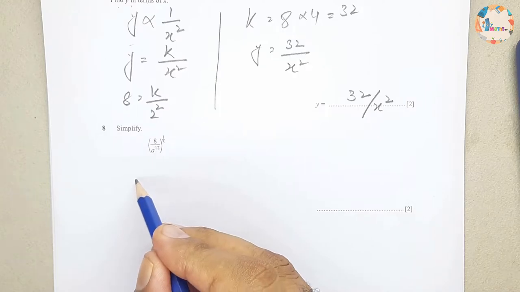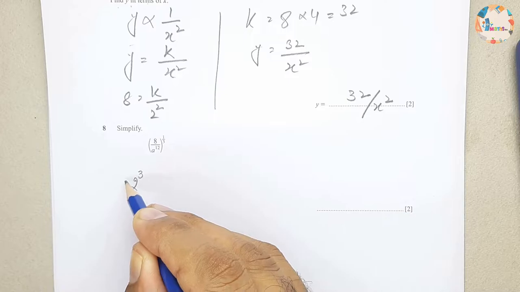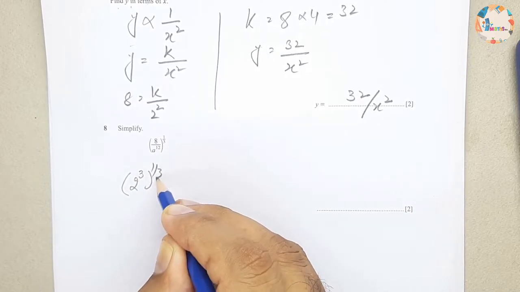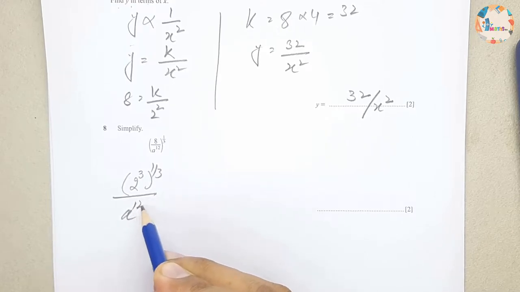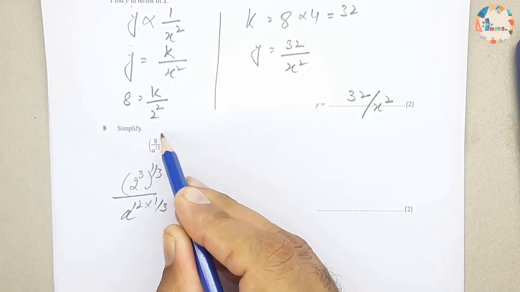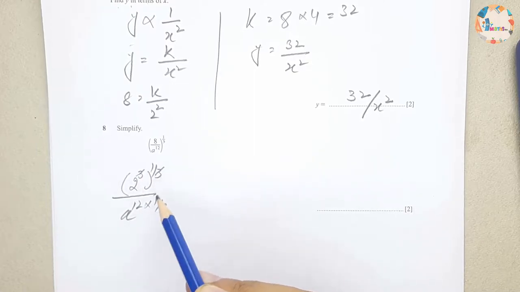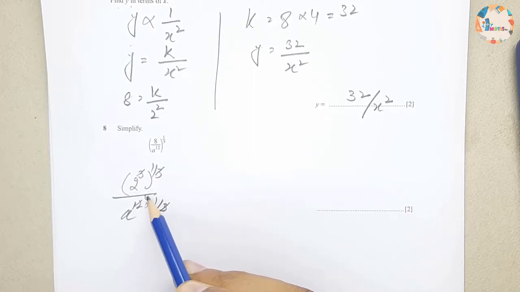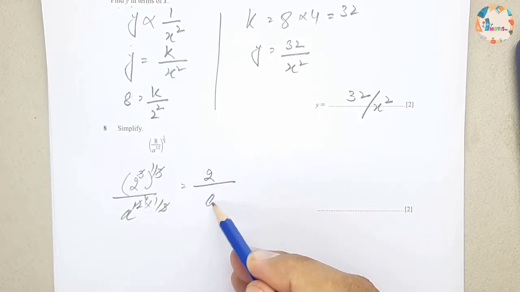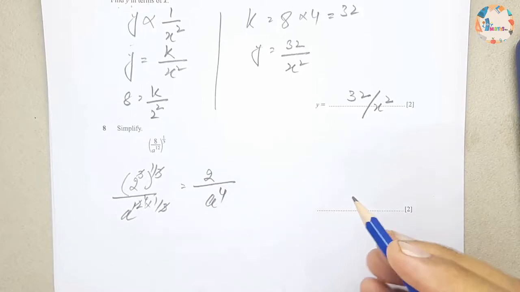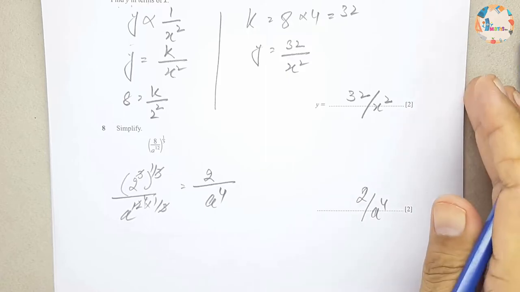So what we can do, we can write 8 as 2 raised to power 3 and whole raised to power 1 by 3, this one. And in the denominator, we can write a raised to power 12 into 1 by 3, which is this power. So 3 will be cancelled with 3, and 3 will be cancelled with this one as 4. So numerator will be 2 and denominator will be a raised to the power 4. So our answer will be 2 divided by a raised to the 4. This will be our answer.